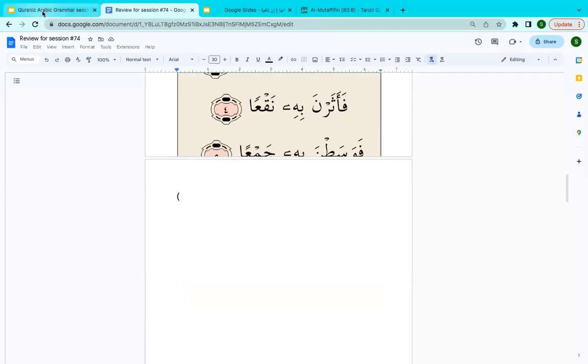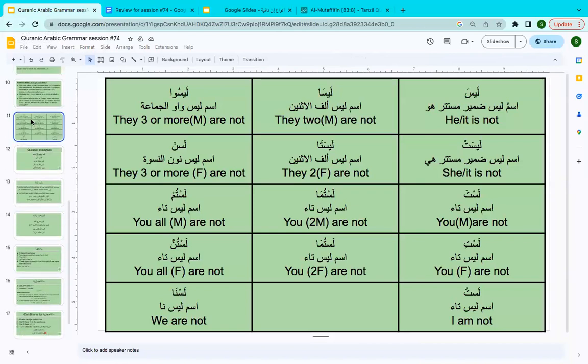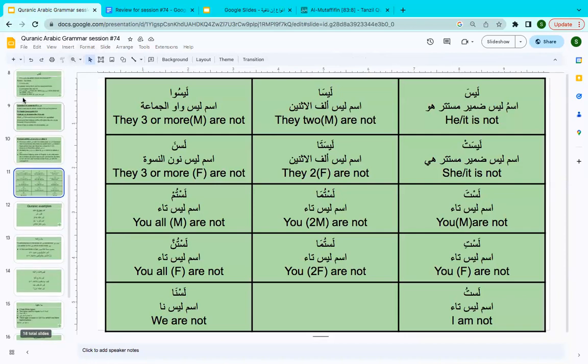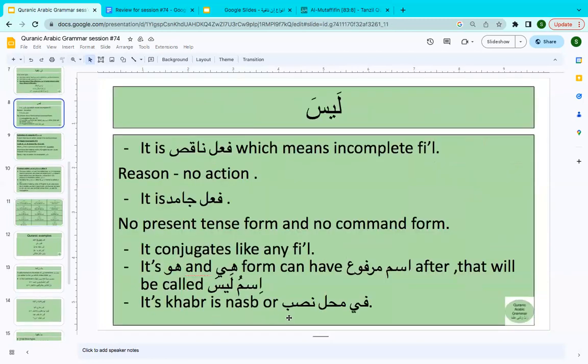Okay, so we were learning about the khabar of Laysa. What's the status of khabar of Laysa? What have we learned? Khabru Laysa is nasbin status. That was very unique, right? So far, our khabar of Jumla Ismiya is always rough in status, but we learned last week that khabar of Laysa is nasbin status or fi mahalli nasbin. And fi mahalli nasbin happens when your khabar is a sentence. Everyone with me so far?